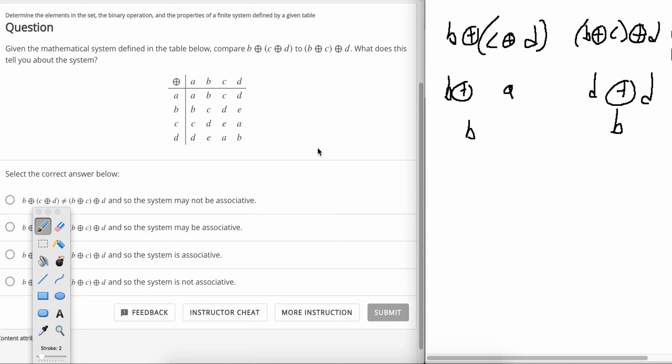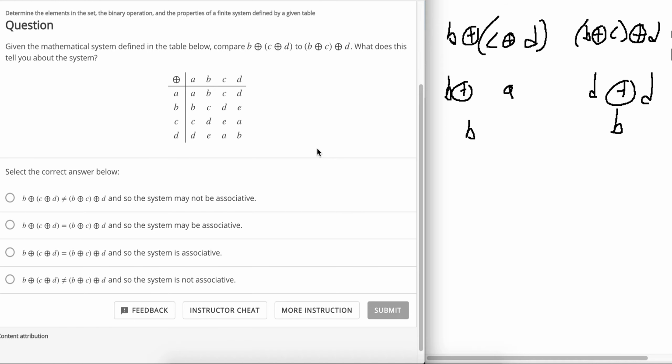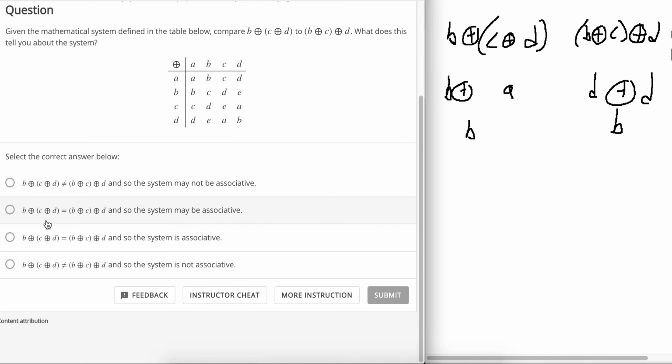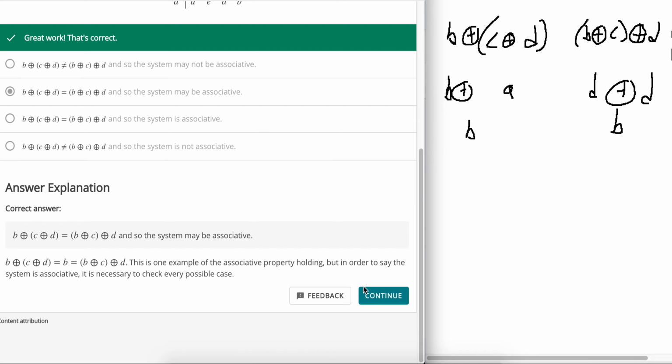Okay. Because these two are equal to each other, we just found out that these two operations are equal. You want to be careful, because the system may be associative. It worked for these three elements, but it might not work if we throw in element A. So you're still going to want to check all the other operations.